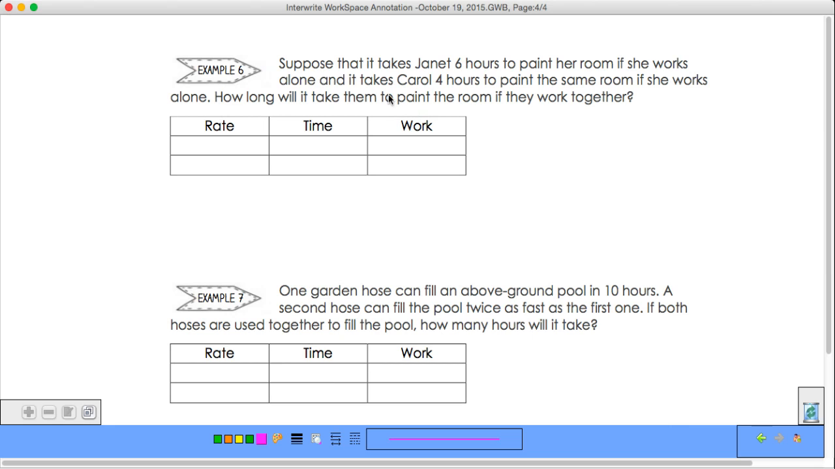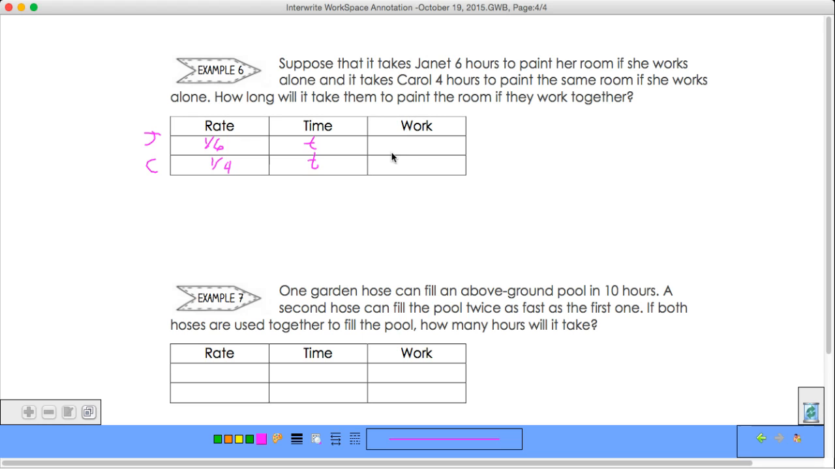All right, very similar. Suppose that it takes Janet 6 hours to paint her room if she works alone, and it takes Carol 4 hours to paint the same room if she works alone. How long will it take them to paint the room if they work together? So we have Janet and Carol. Janet's rate is 1/6. Carol's rate, because it takes her 4 hours, is 1/4 of a room per hour.